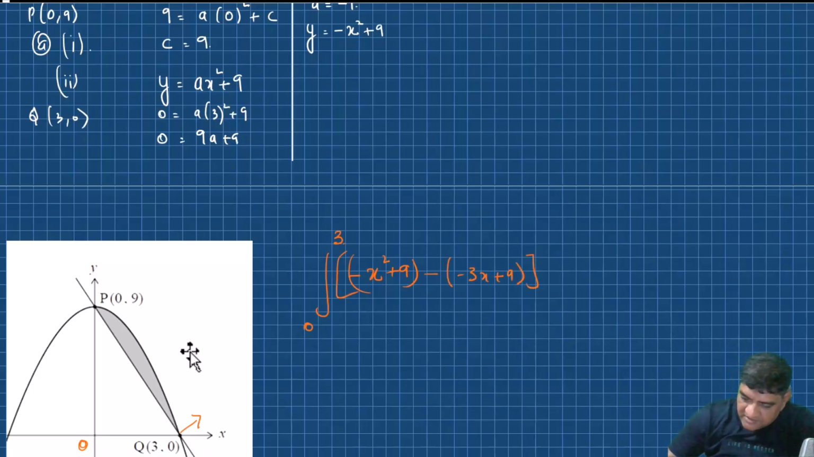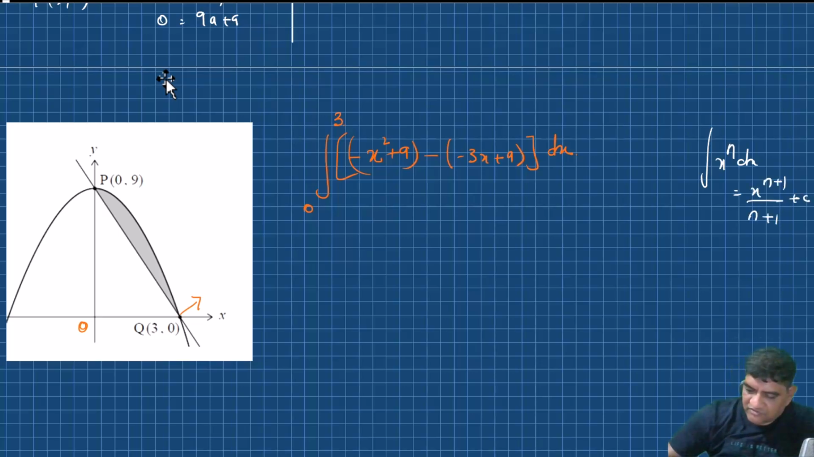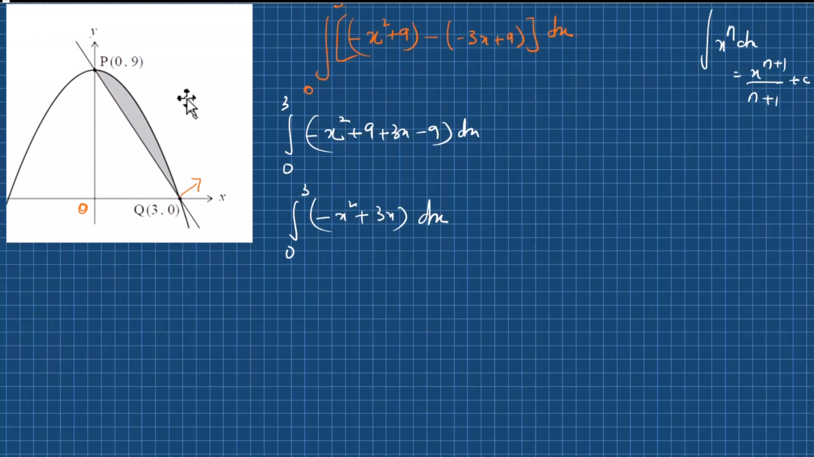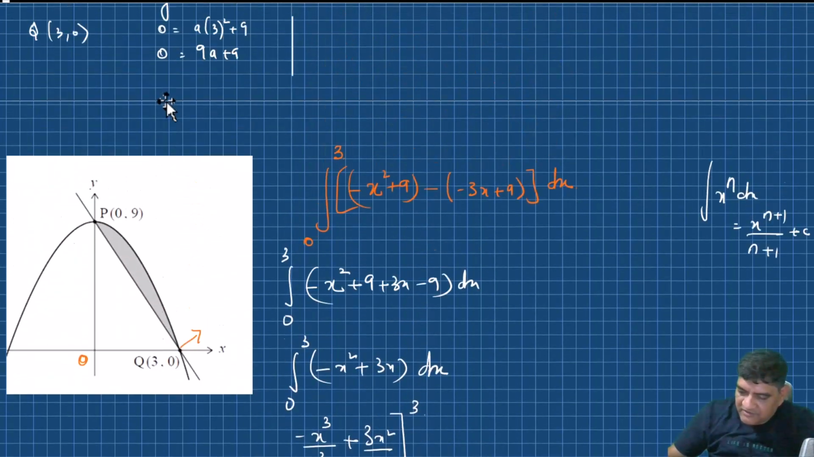After integration, I'm going to be applying the limits. I'm going to quickly integrate that. In this question, obviously, the concept that we are using is that the integration of x to the power of n is x to the power of n plus 1 divided by n plus 1, plus c. And that's going to be the required area.